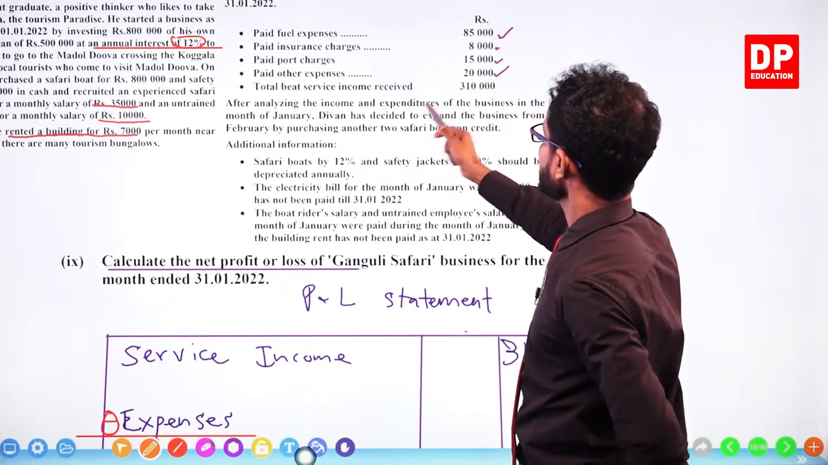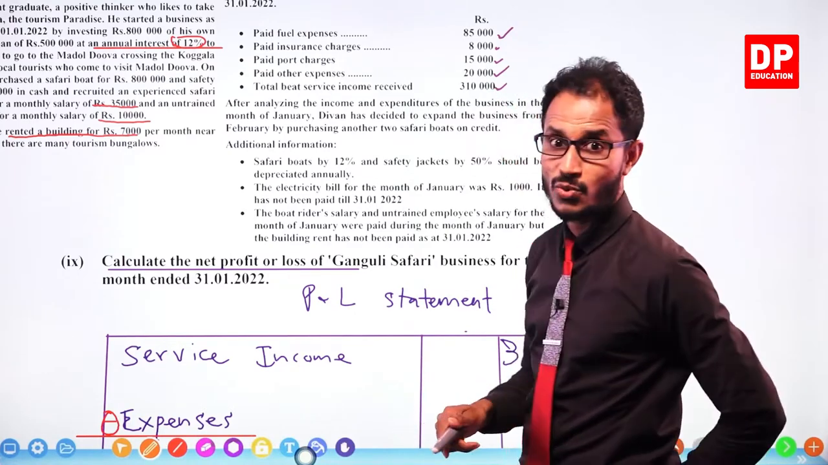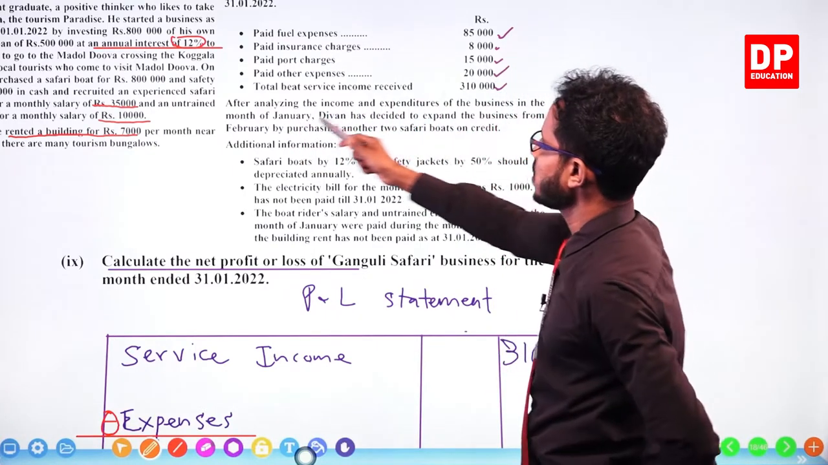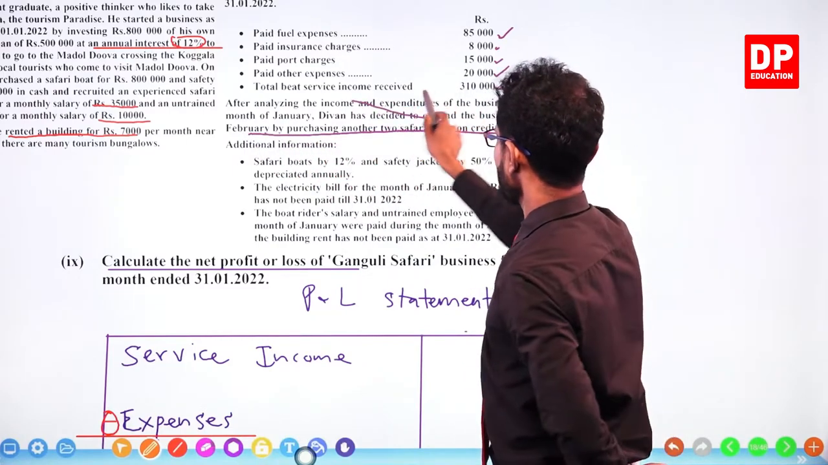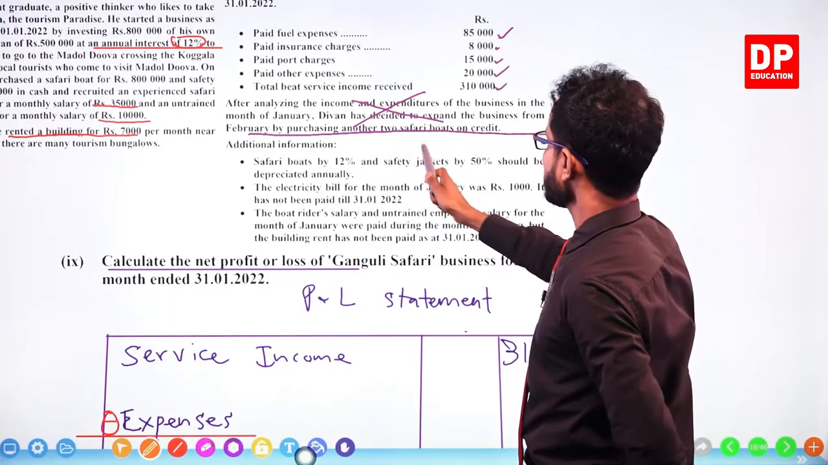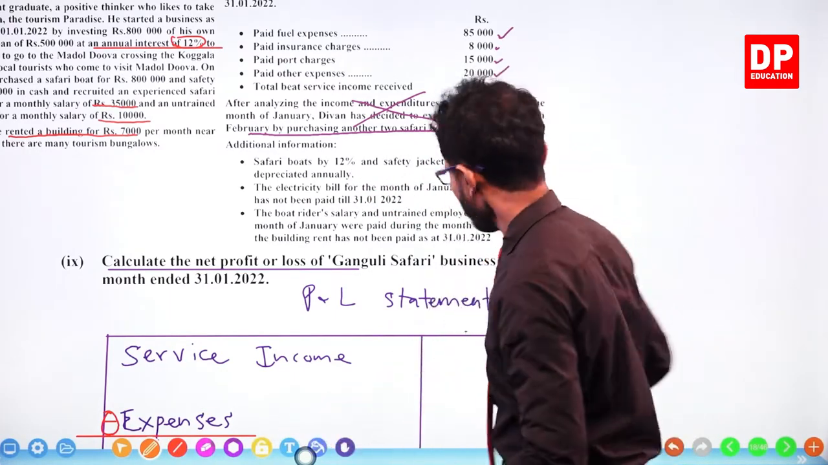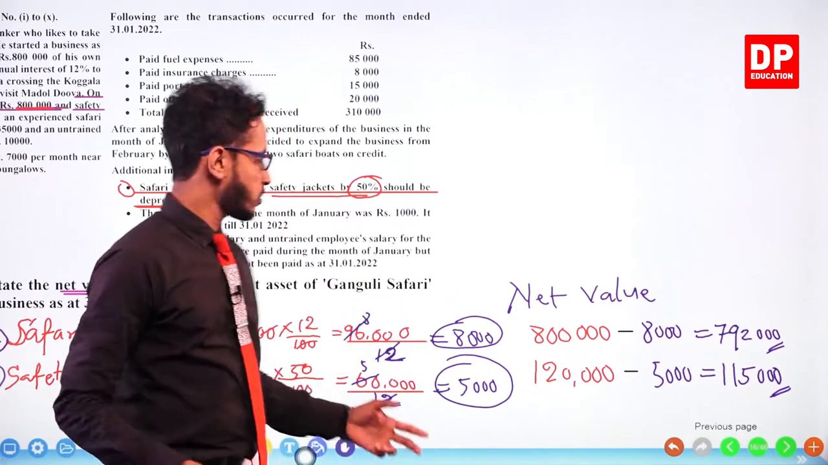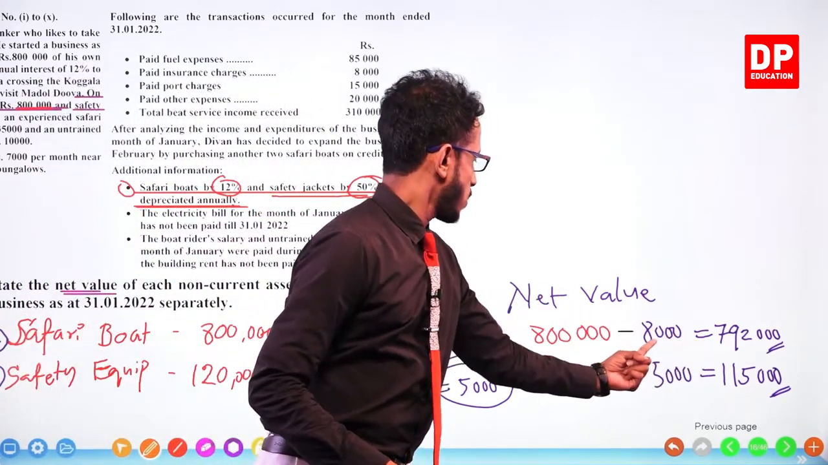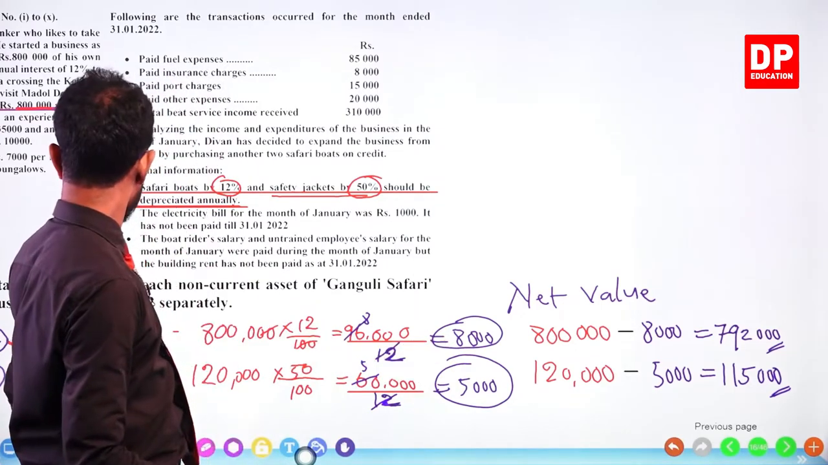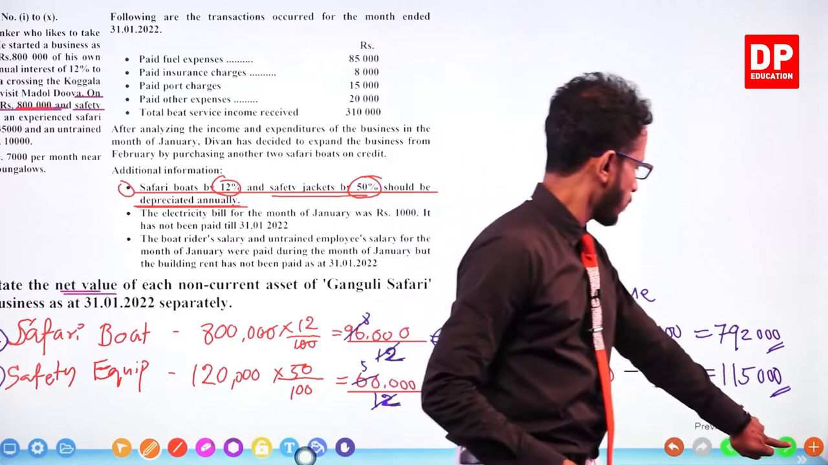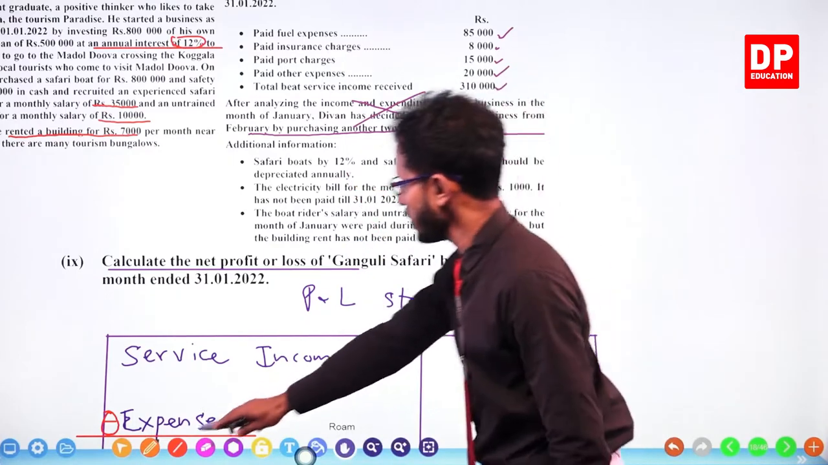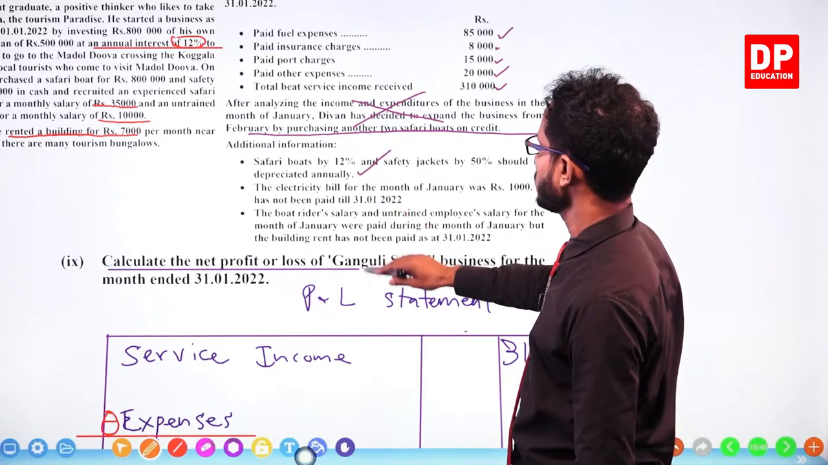After analyzing the income and expenditure of the business in the month of January, D1 decided to expand the business from February. This is not needed, it's from February. Safari boats 12%, safety jackets 50%. Depreciation should be taken. We already took depreciation. Safari boat depreciation is 8,000 and safety equipment depreciation is 5,000. So this is already taken. Now we'll record 8 and 5.